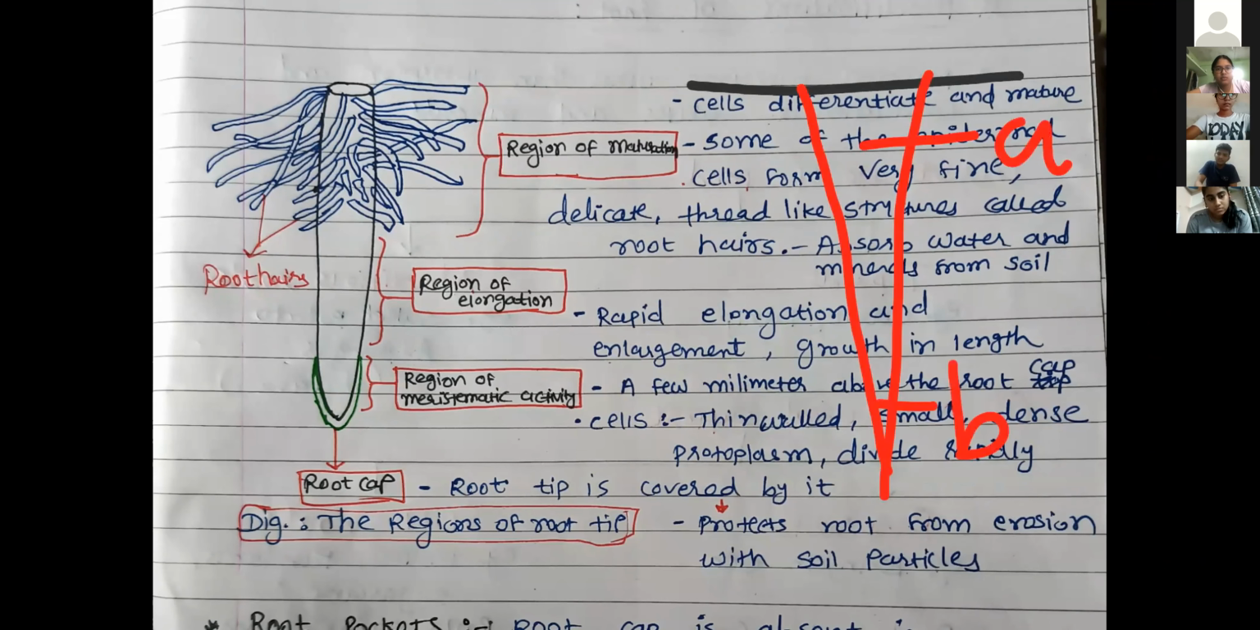Can you tell me, A or B, which one is the apical region of root? Out of this A and B, which one is the apical region of root? Gia? Ma'am, B. Okay. Shubh? B. Maitri? B. Kirtan? Ma'am, B. All are correct.